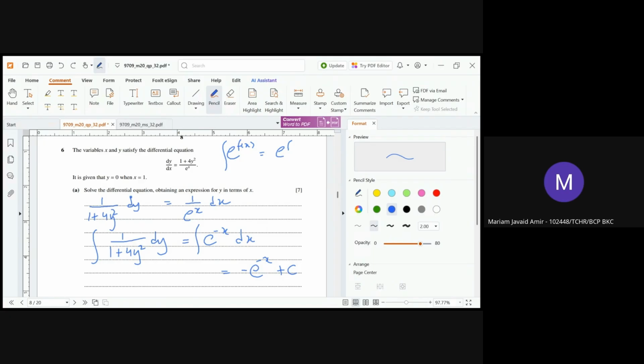Now we need to simplify the left hand side. Let me quickly open the MF19 document.